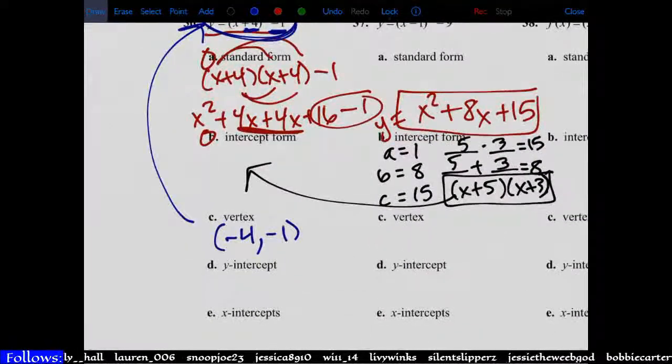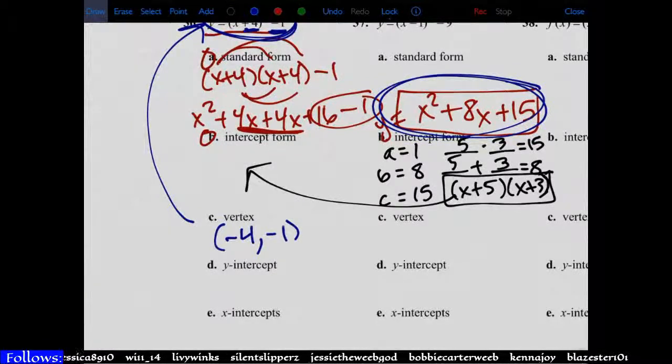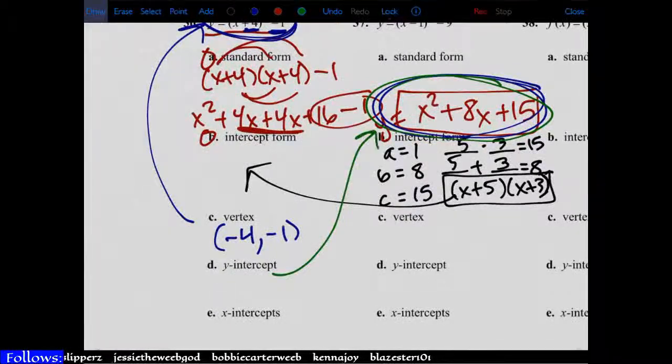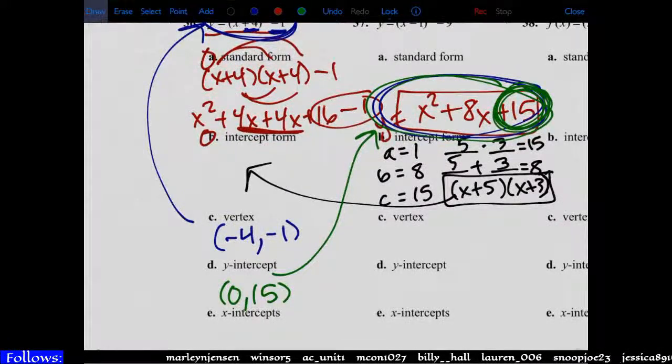Y-intercept. Y-intercept comes from standard form. Let's do a different color here. Green. I love colors. That's what I need more in classes. More colors for markers, huh? Too bad that there's not more free different colors, eh? Y-intercept comes from standard form. It's always the C value. So my y-intercept is 0, 15. Comes from that C value.